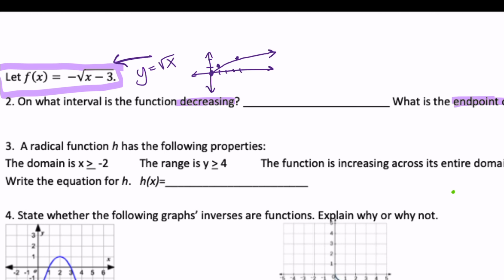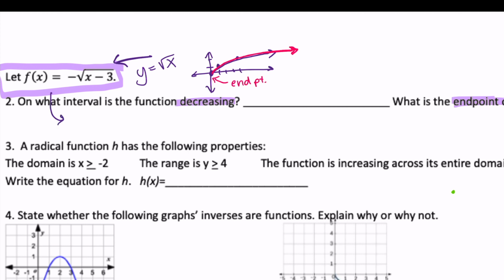The graph starts at 0, 0 and continues growing forever after that. We call that 0, 0 point the end point of the graph because it stops there. The rest of the graph continues to grow and grow and grow forever, not ending. This part of the graph is increasing across the entire domain of y equals the square root of x. Be sure you drew this graph in your warm-ups.